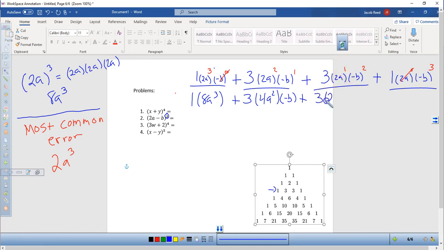2a to the first power, so nothing changes. And then negative b squared. Now that one we need to talk about as well. Remember, that's going to be negative b times negative b. Well, a negative times a negative is a positive. B times b is b squared. Yet again, that common error, people are going to say, oh, it's negative b squared, and that's wrong.